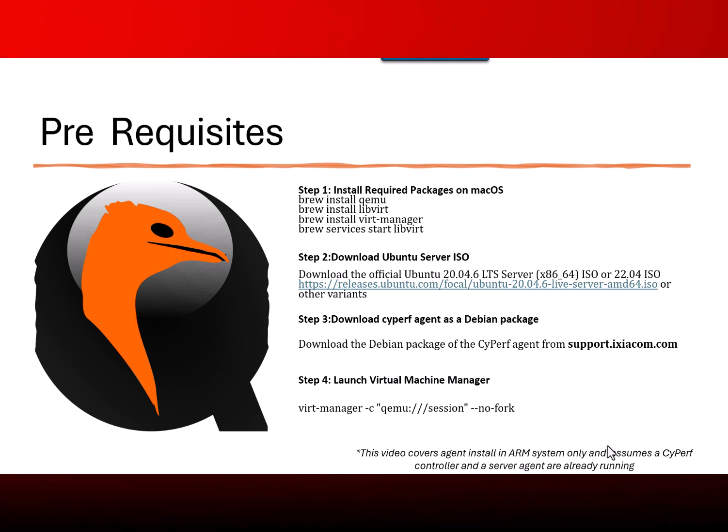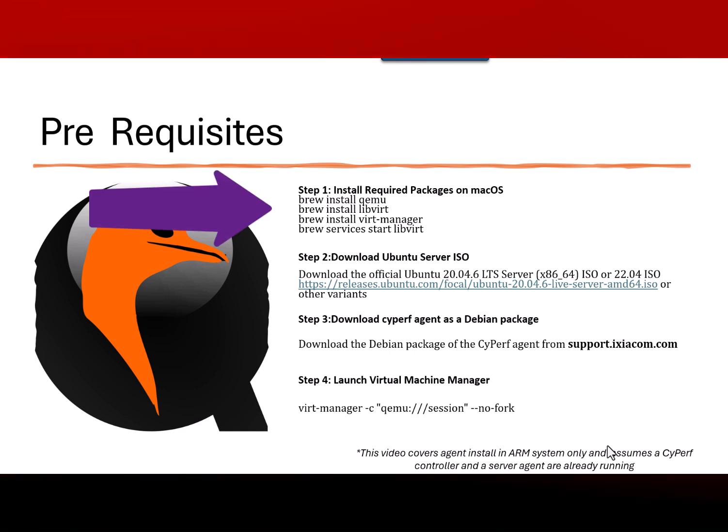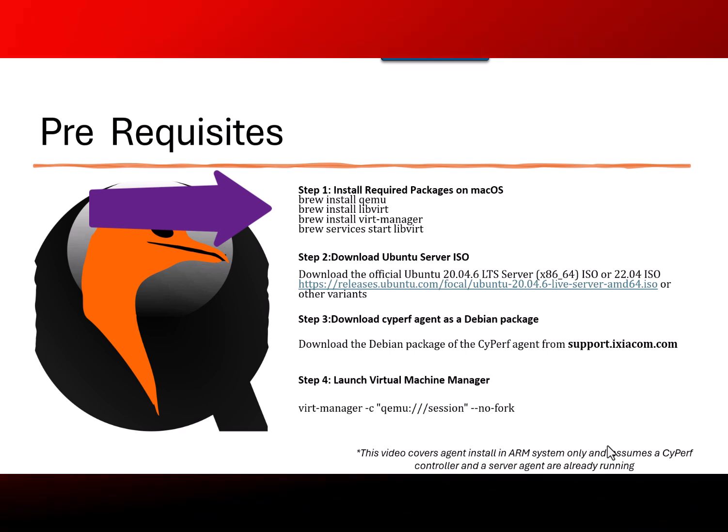We have some prerequisites to run it on macOS. Firstly, you need to install QEMU. So Mark used brew install QEMU, brew install libvirt, brew install virt-manager, and brew services start libvirt. So these are some of the services that you have to install and start.